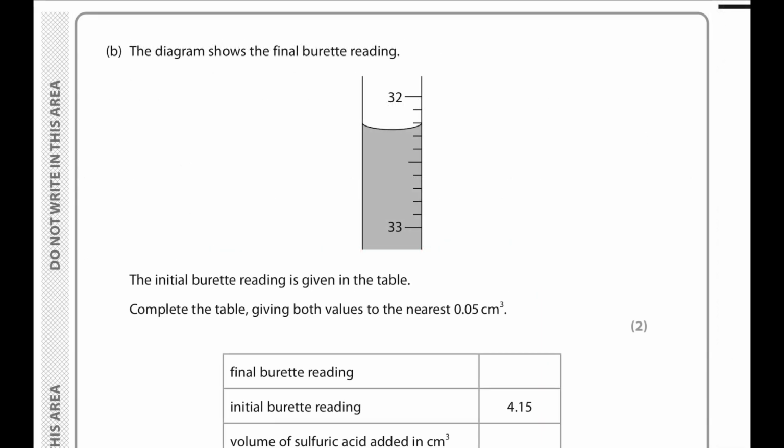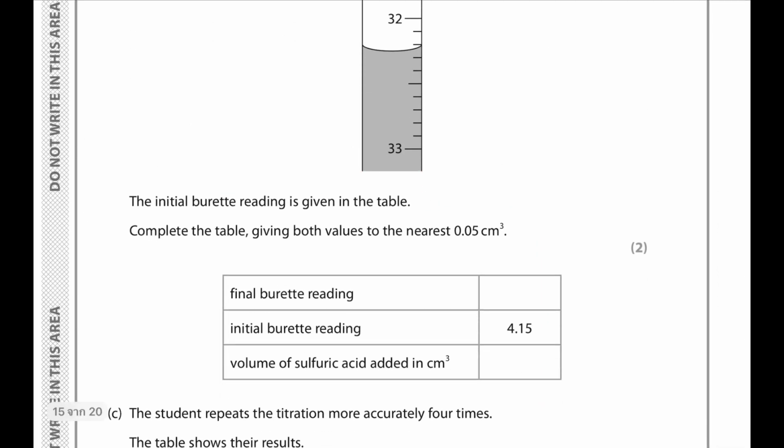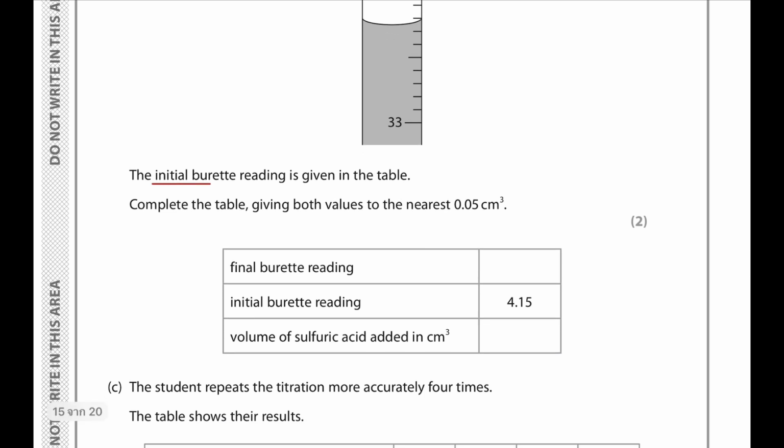Question B. The diagram shows the final burette reading. The initial burette reading is given in the table. Complete the table, giving both values to the nearest 0.05 cm cube.